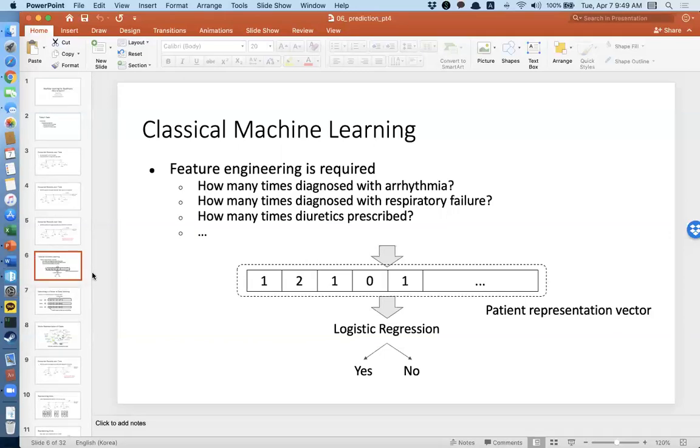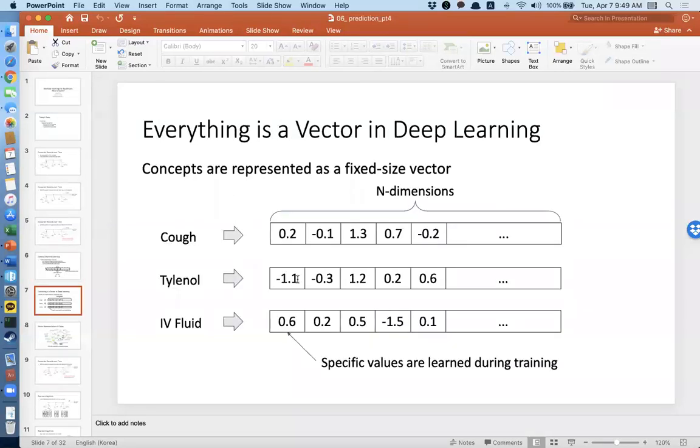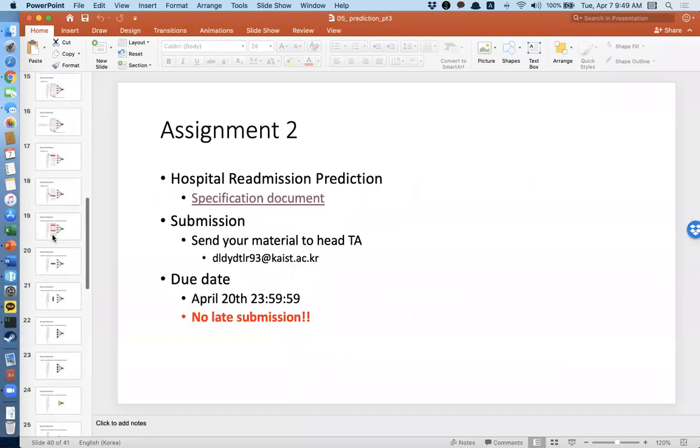So you can do that. Certainly you can do that using the old classical method. But if you start trying to use deep learning, then everything is a vector. So I guess we can actually go back a little.